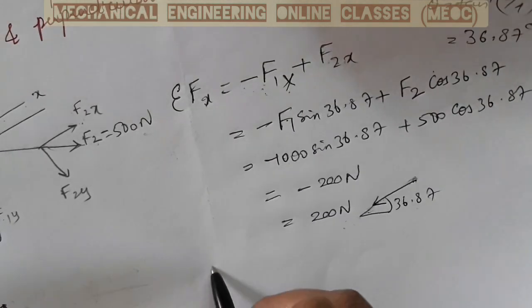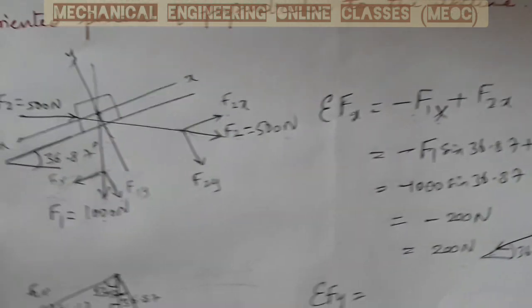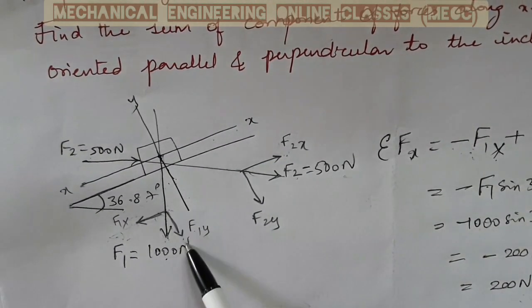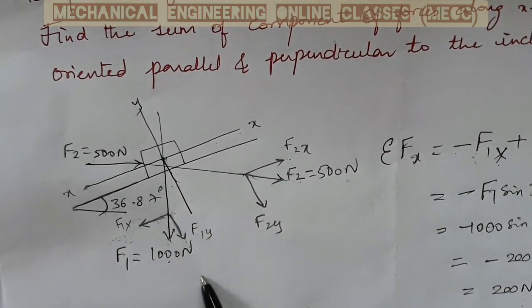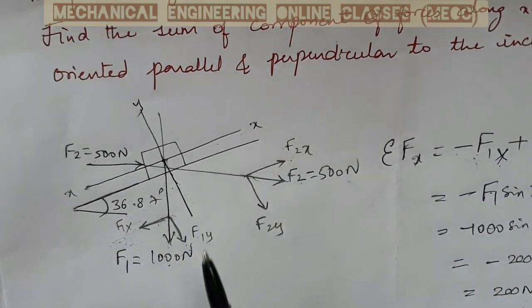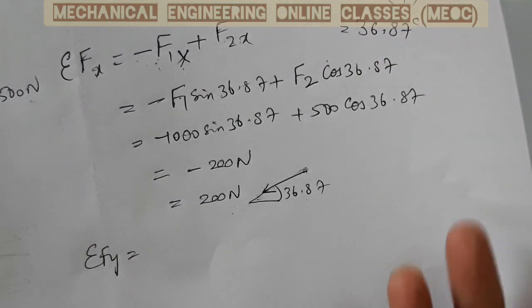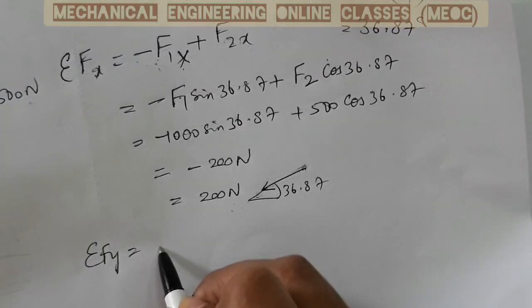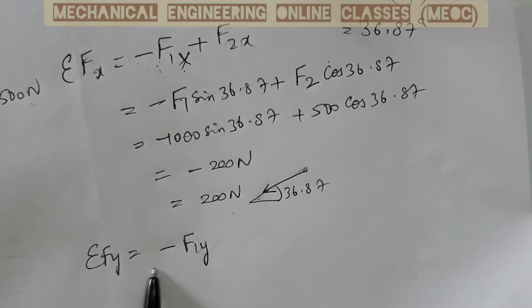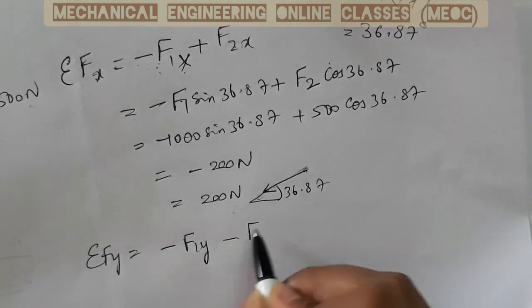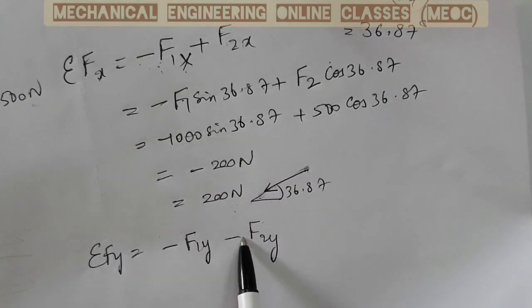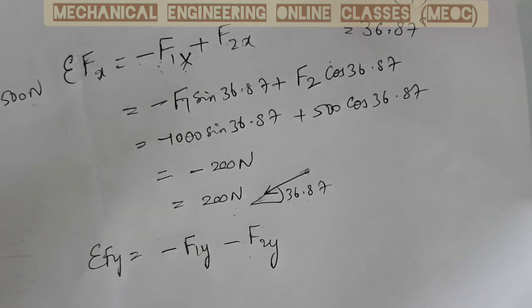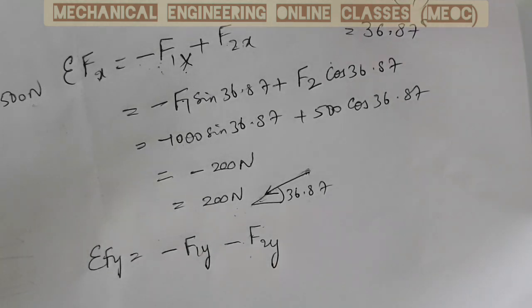Now let us find sigma Fy. Sigma Fy is the sum of force components acting along y. So this is F1y acting downwards, and F2y also is acting downwards. Both are in the same direction, so we can add. But by convention, upward forces are taken as positive and downward forces are taken as negative. So I am giving a minus for both of them. Both are acting in the same direction, so both have the same sign.